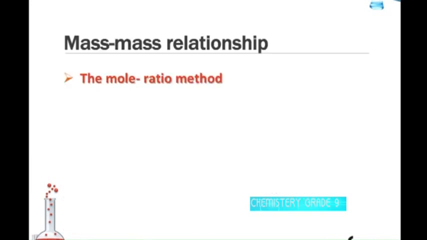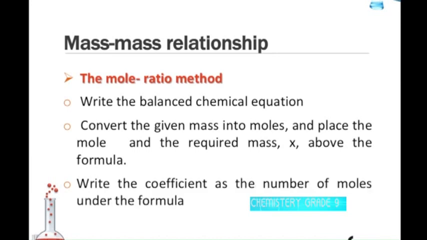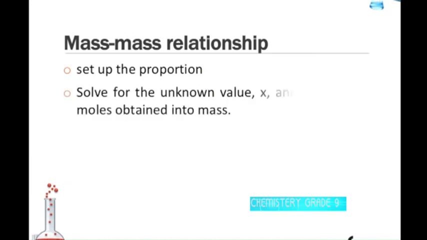Then we can use the mole ratio method. First, you write out the balanced chemical equation. Then you convert the given mass into moles and place the moles and the required mass X above the formula. Write the coefficient as the number of moles under the formula. First, set up the proportion. Then solve for the unknown value and convert the moles obtained into mass.